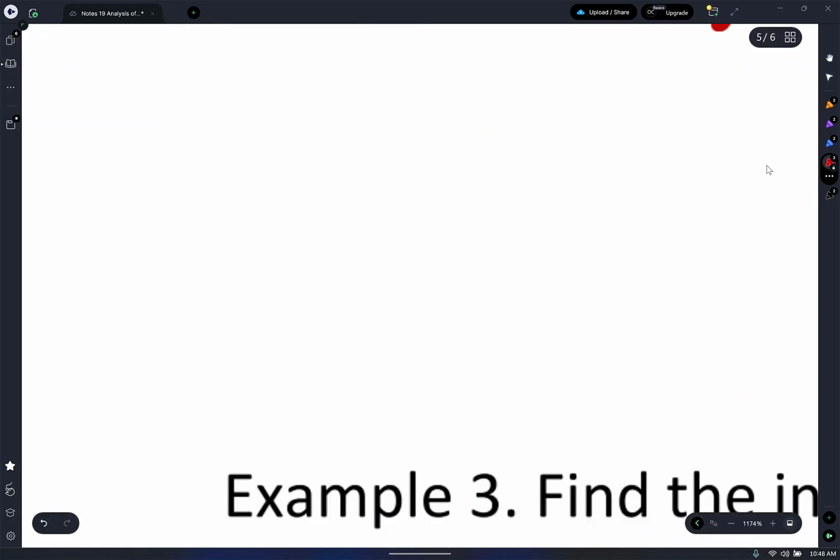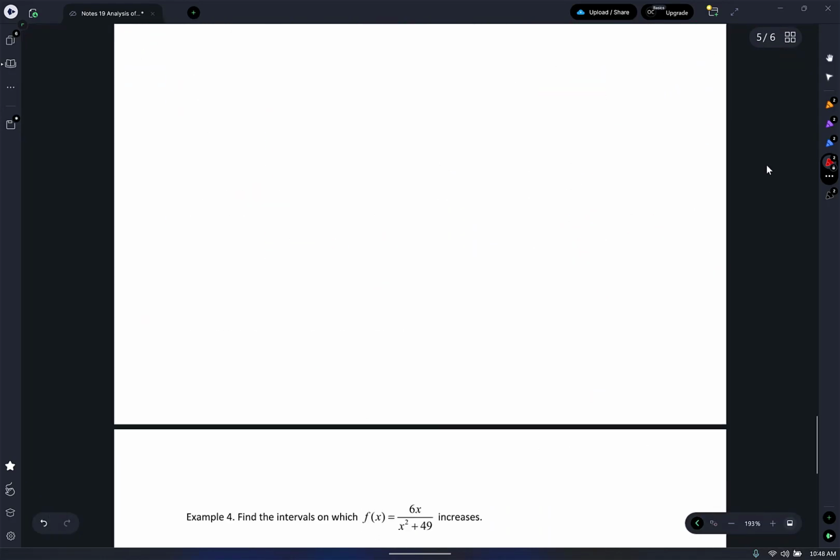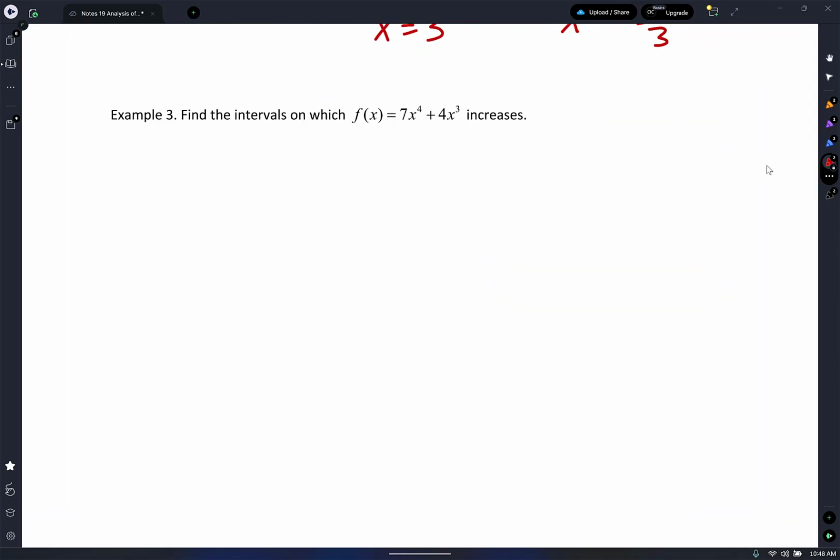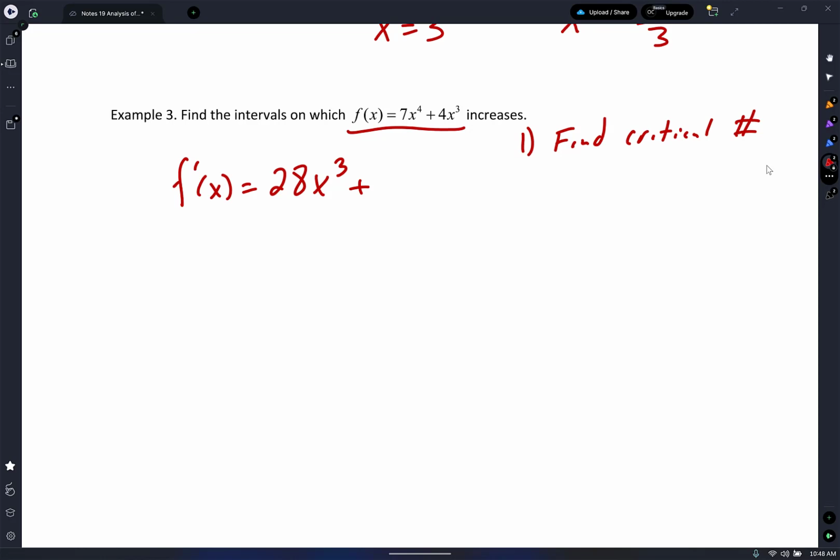Do we get it though? Don't worry, we're almost done. We've got a few more. Find the intervals where this is increasing. I'll give you guys an easy one to take a derivative of. So we find what? Critical numbers. So here we go. F prime of x equals, what's the derivative of 7x to the 4th? What's the derivative of 4x cubed?